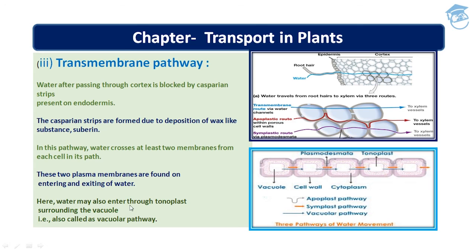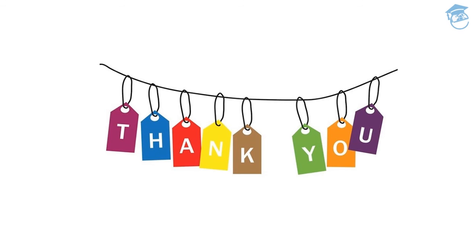Here, water may also enter through tonoplast surrounding the vacuole. See, this is vacuole of a plant cell. And the membrane of a vacuole is called tonoplast. So water may also enter through tonoplast surrounding the vacuole, and that's why it is also called vacuolar pathway. Okay. See, transmembrane route via water channel. See, from here it reaches to here, here, and then finally it goes to the xylem vessel. Okay. So this was all about the three pathways of water absorption.